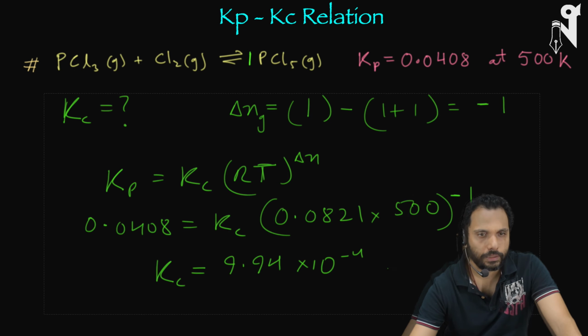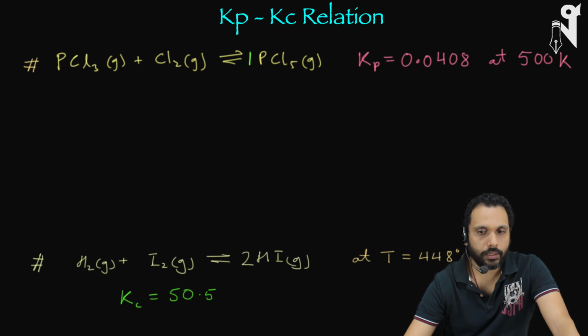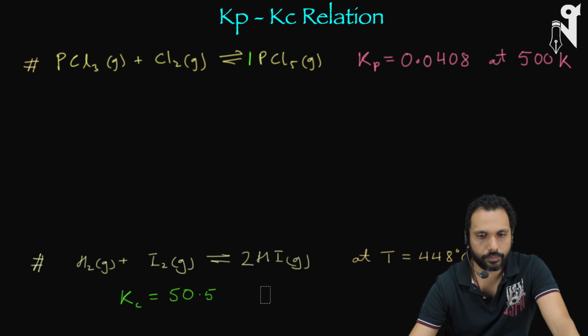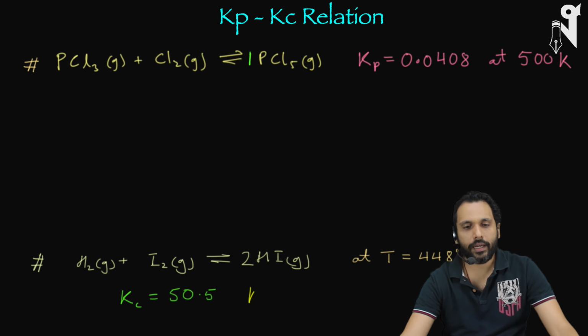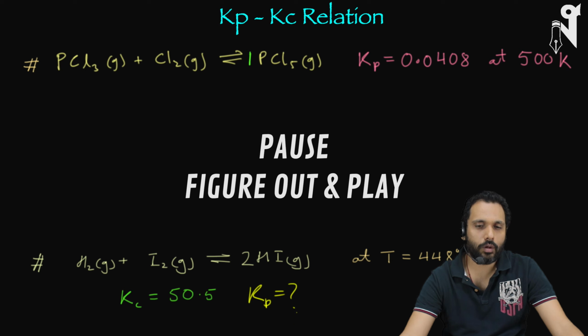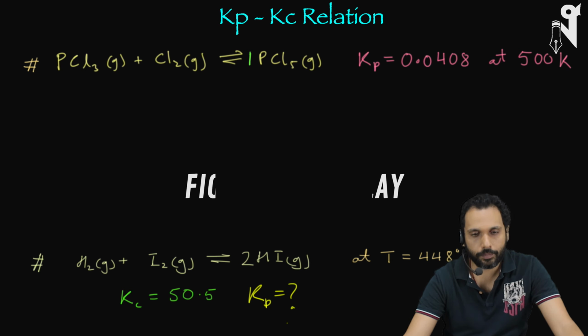Easy one. Now this is another one, and the temperature is in degrees Celsius. So what do you think? The Kc value has been given to you. What is your Kp value? You have to find your Kp value over here. So again, pause and do it. I'll give you less than a minute and you'll know why.